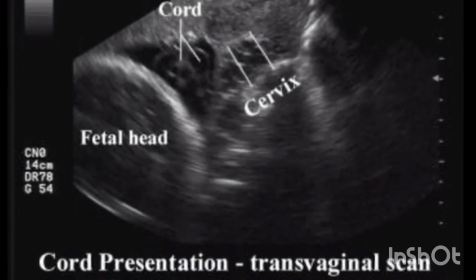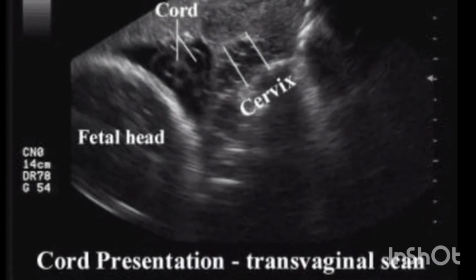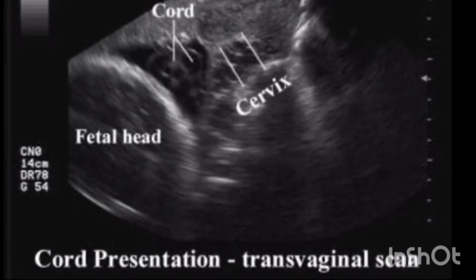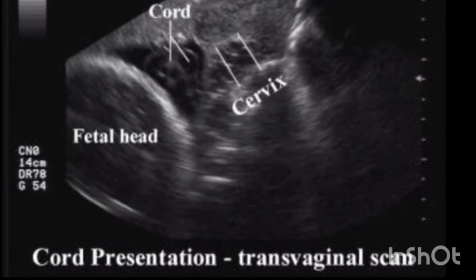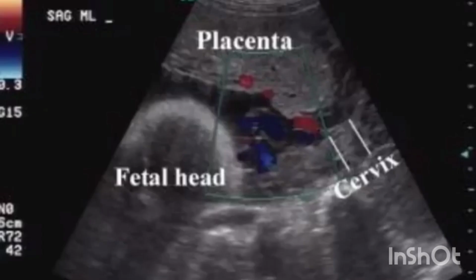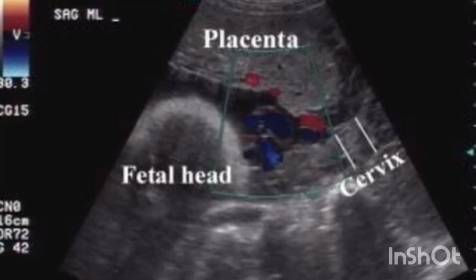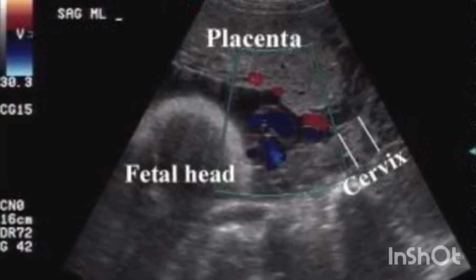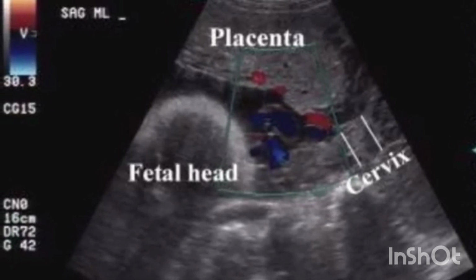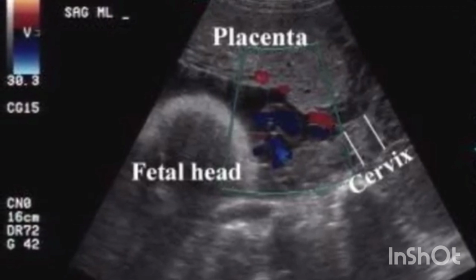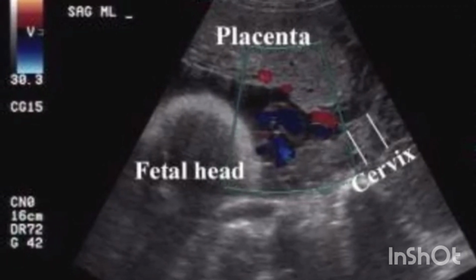Cord presentation. This is when the umbilical cord is against the cervix, between your baby and the birth canal. It can happen in any situation where your baby's presenting part is not sitting snugly in your pelvis. It can become an emergency if it leads to cord prolapse, when the cord is born before your baby, potentially reducing placental blood flow to your baby.